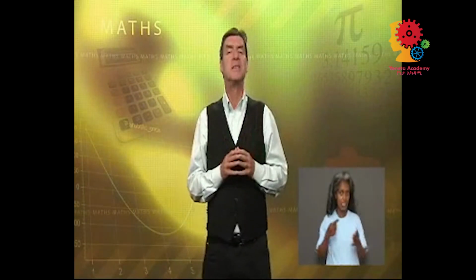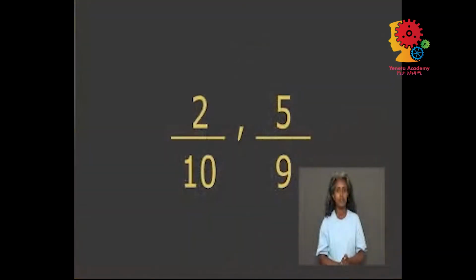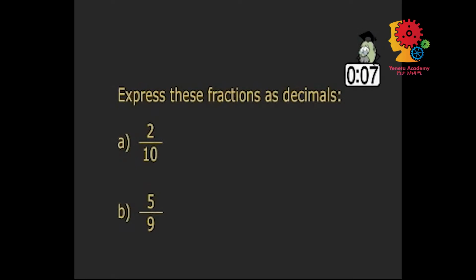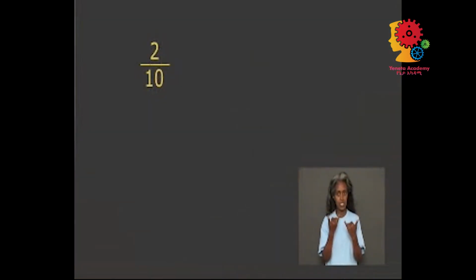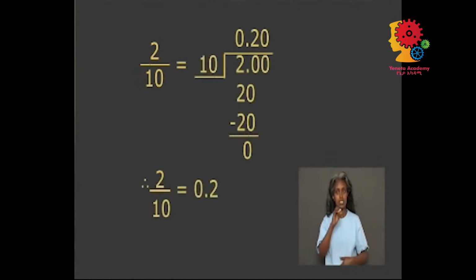Please try these examples, students. Express the fractions 2/10 and 5/9 as decimals. Let us review the answers together. The first fraction converted to a decimal quite easily. The fraction 2/10 is expressed as 0.20.